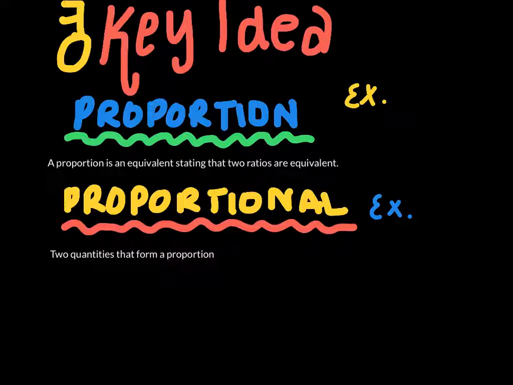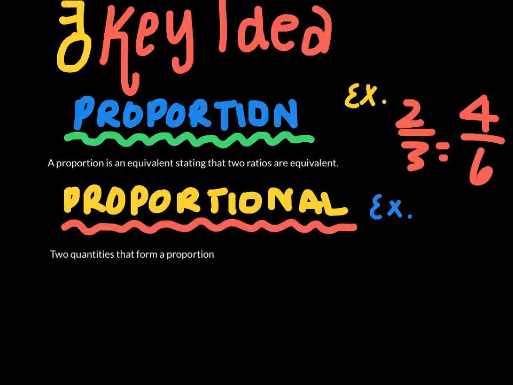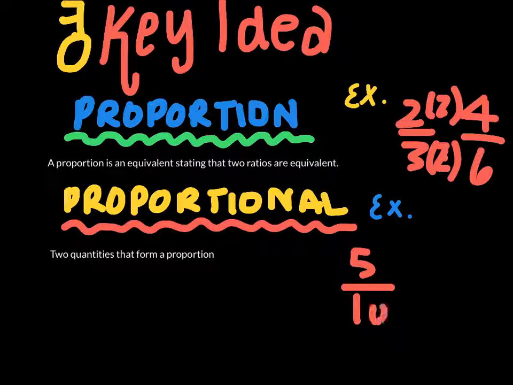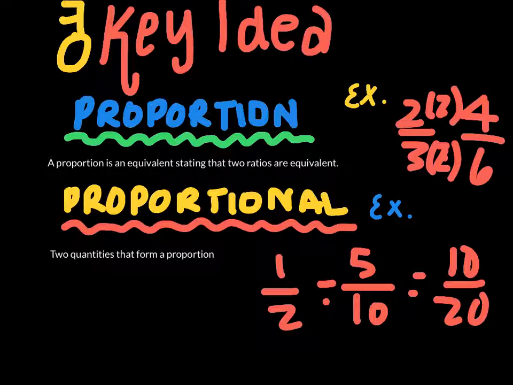Okay, so an example of a proportion is 2 over 3 is equal to 4 over 6. And they are proportional because if you multiply 2 by 2 and 3 by 2, you'll get 4 over 6. So basically the same thing. So let's think of another example that would be proportional. So that would be two things that are equal. So that could be like 5 over 10 times 2 would equal 10 over 20. They're the same. Same as 1/2 because 5 over 10 is 1/2, 10 over 20 is 1/2. So those are all proportional because they are two quantities and they form a proportion.